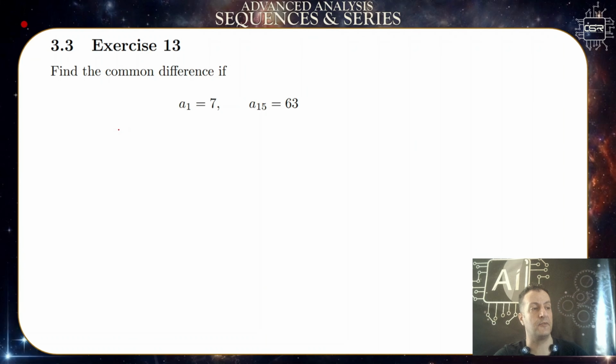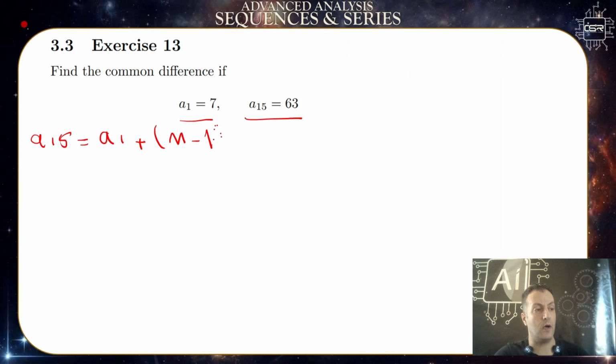13, find the common difference if a1 equals 7 and a15 equals 63. We simply apply the formula that we already know. So a15 is equal to a1 plus n minus 1 times d, and the difference is the one that we are looking for. So n is 15. Hence, a15, which is 63, is equal to a1, 7, plus 15 minus 1, 14d.